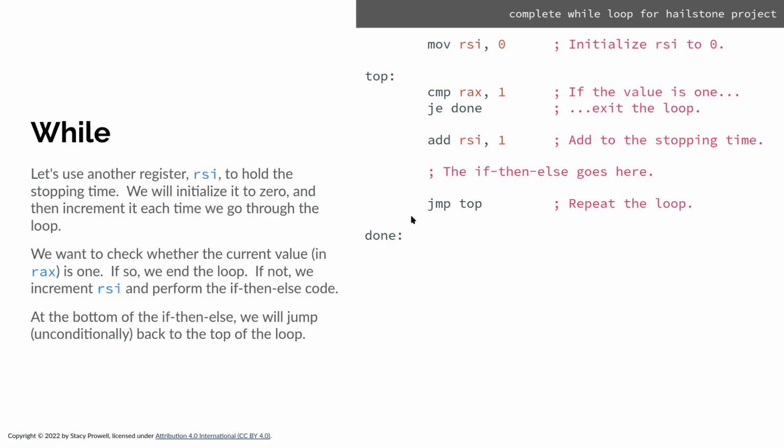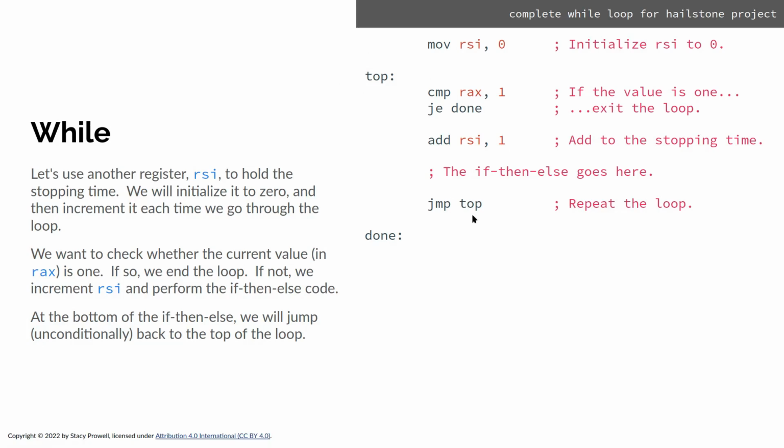So now we need the while loop that surrounds it. So we need another register. And let's use RSI. And it will hold the stopping time. So every time we go through the loop, we will increment RSI. We'll add one to it. And if you look over here, you'll see we initialize it to 0 up here, move 0 into RSI. Then down in here, we will add 1 to it. Okay. And then we'll do that big if then else we built earlier. And then we'll jump back to the top. So here's our loop.